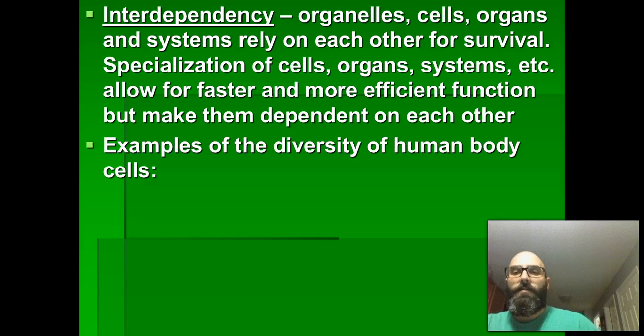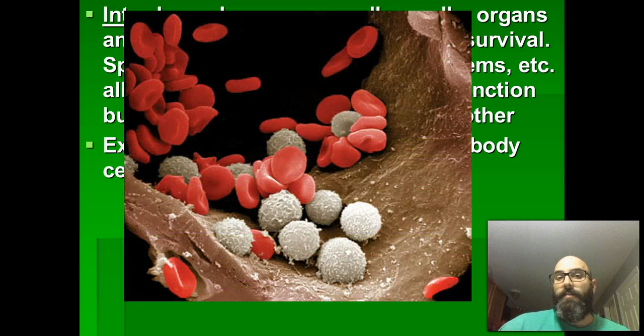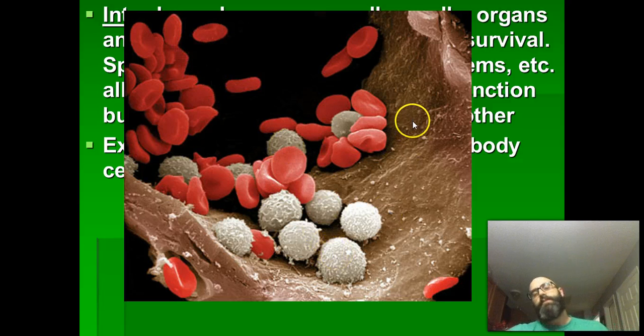Examples of the diversity of human body cells, based on the fact that their function affects their form. Remember that whole anatomy physiology relationship. So here's some examples. What we have here, red blood cells. Completely different shape, completely different structure. You also have some white blood cells in here. Their shape and function are related to each other. They serve a very specific job.